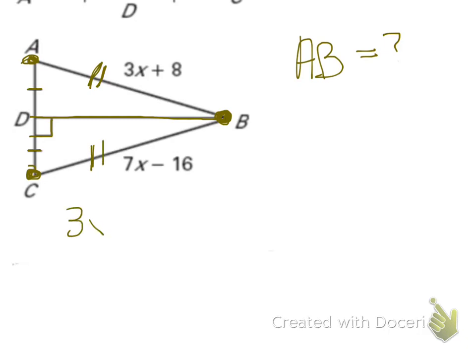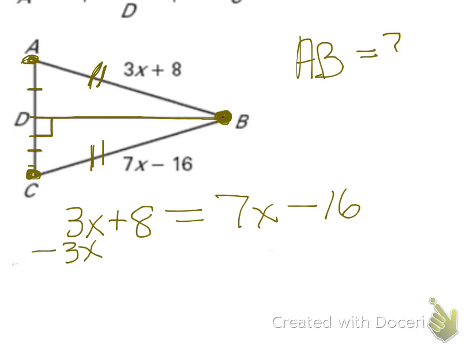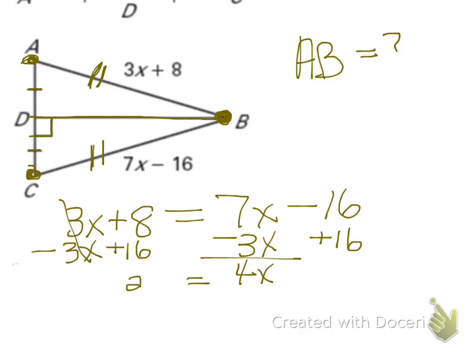So I can now say 3x plus 8 equals 7x minus 16. Okay, I'm going to subtract 3x, subtract 3x. That part gives me 4x. This is gone. Move the number to the other side by doing the opposite operation. That's 24 equals 4x. Divide by 4, divide by 4. That results in x equaling 6.